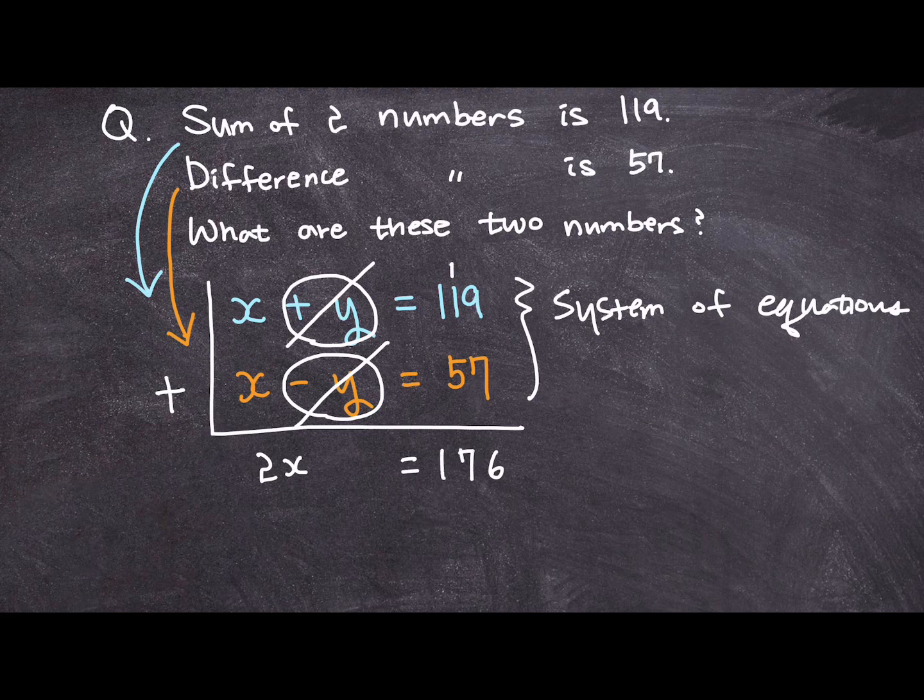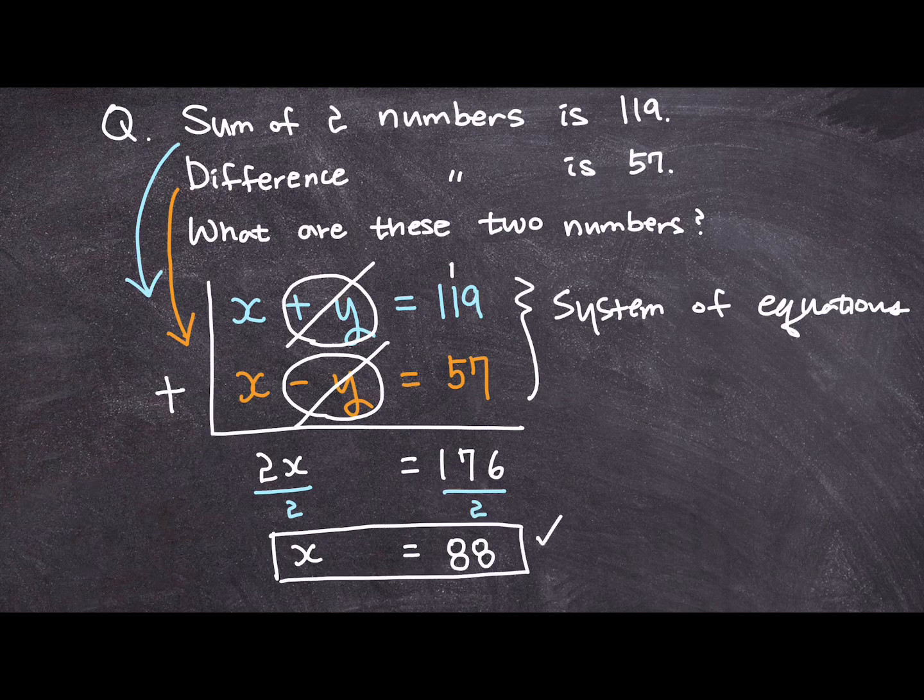176. And if I divide both sides of the equation by 2, I'll get x is equal to 88. So x will equal 88. That's part of the final answer. We still need to figure out the value of y, but according to our first equation, that's right here, x plus y is equal to 119.